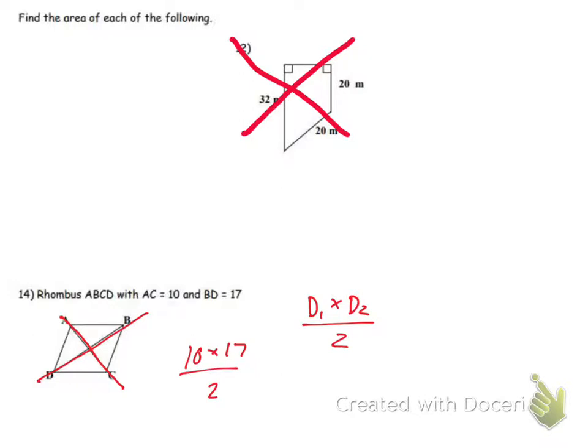This is just an easy way of, these two are already added up. So 10 times 17 is 170, divided by 2 is going to be 85. So that one would be 85 units squared, because nothing's marked, so we'd have to put units.